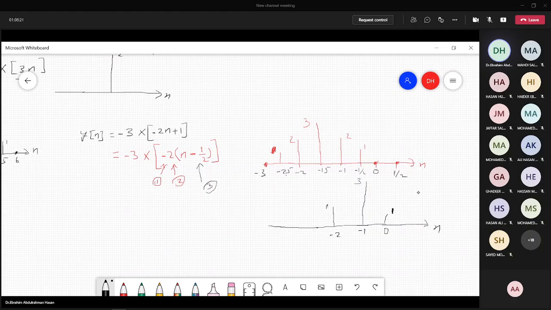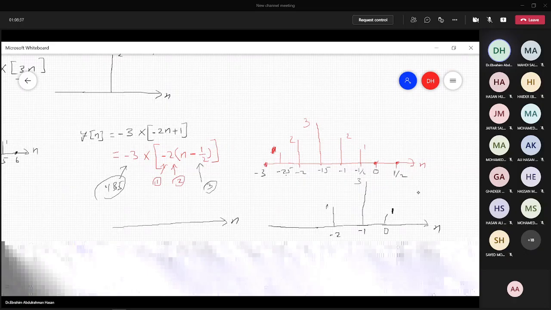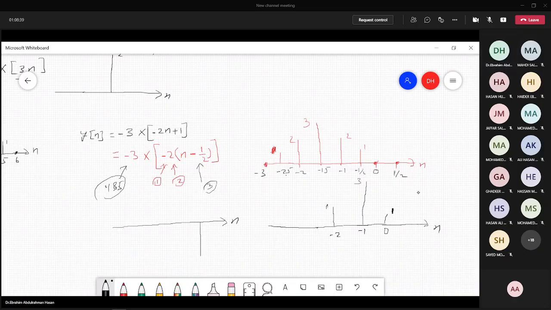So now you just need to do steps 4 and 5, multiplied by minus 3. Then the final at 0 will be minus 3. At minus 1 will be 3 multiplied by minus 3, which is minus 9. At minus 2, it is 1 multiplied by minus 3, so it becomes minus 3. And that's all.